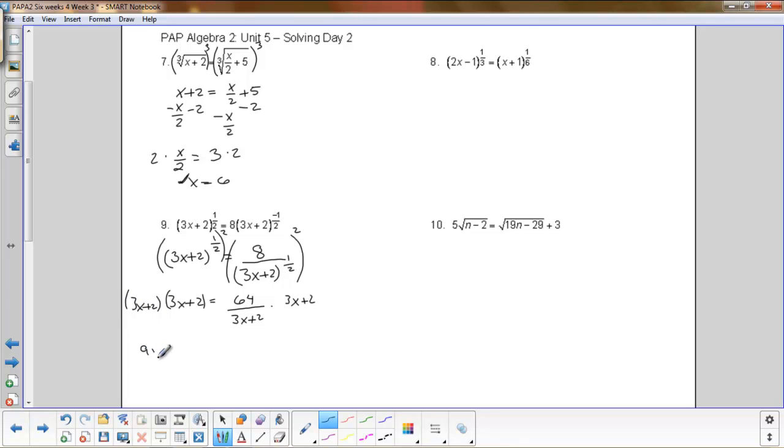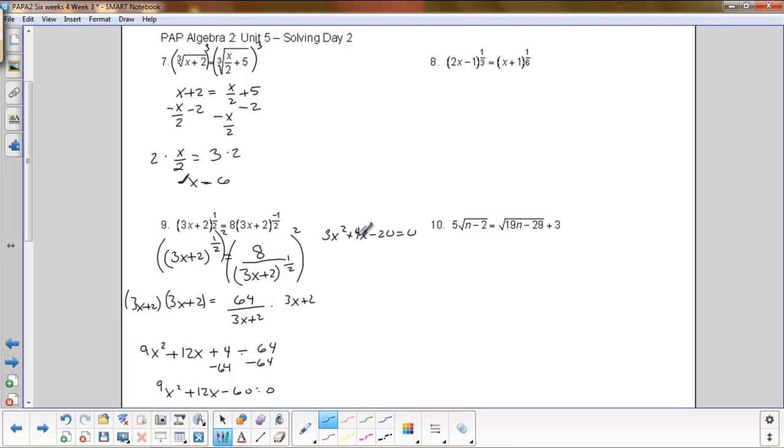So that's going to be 9x squared plus 12x plus 4. And that's all equal to 64. Subtract your 64 to get your factorable equation. And now I'm going to solve. 9x squared plus 12x minus 60 equals 0. It has a GCF of 3. So I'll reduce that to 3x squared plus 4x minus 20 equals 0.